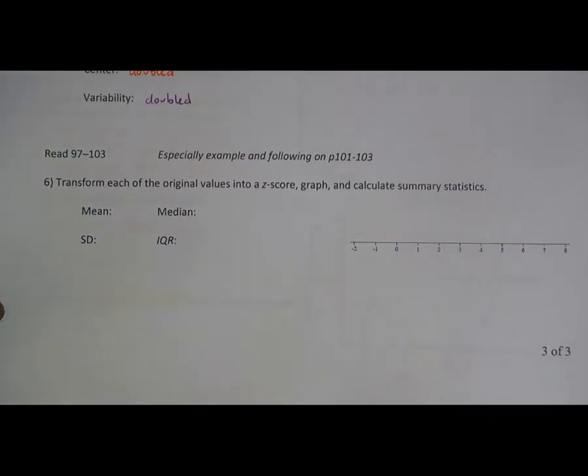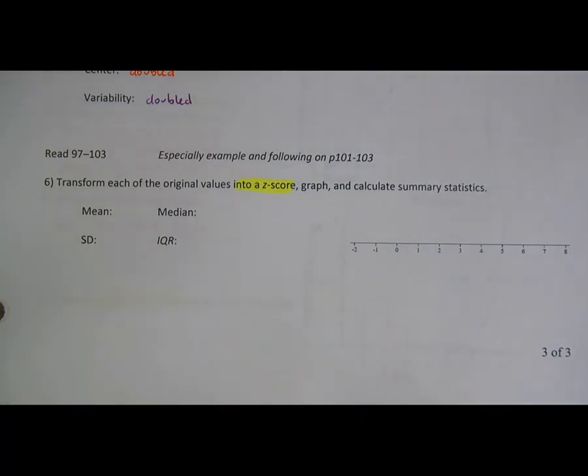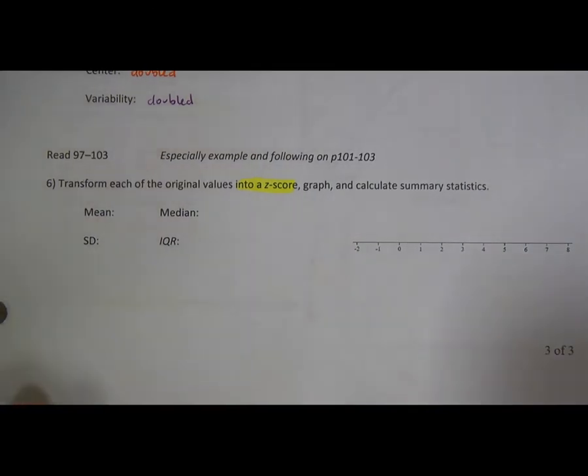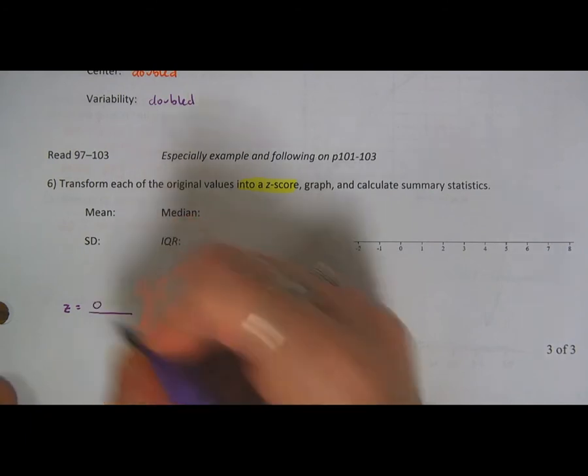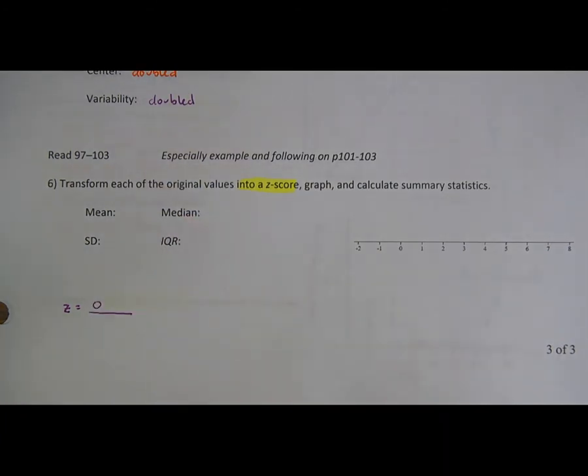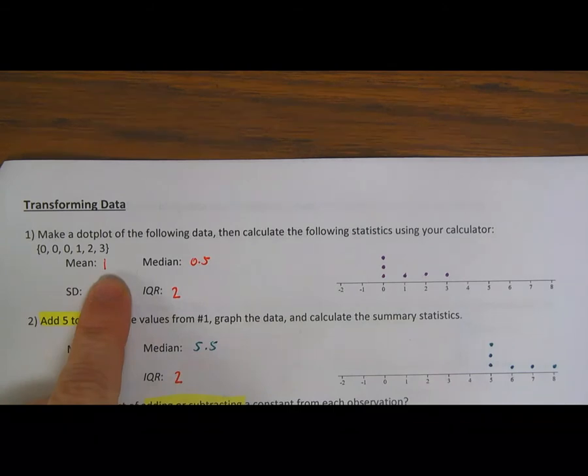Okay, lastly, transform each of the original values into a z-score. Let's see what standardizing all of these values will do to the graph, the mean, median, standard deviation, and IQR. So here's what I want to do. Okay, I'm going to stay really organized down here at the bottom of the page. I'm going to find the z-score for 0. That would be the first data value at the top of the page. The value is 0. What I'm going to do is I'm going to subtract this original mean, and I'm going to divide by this original standard deviation.